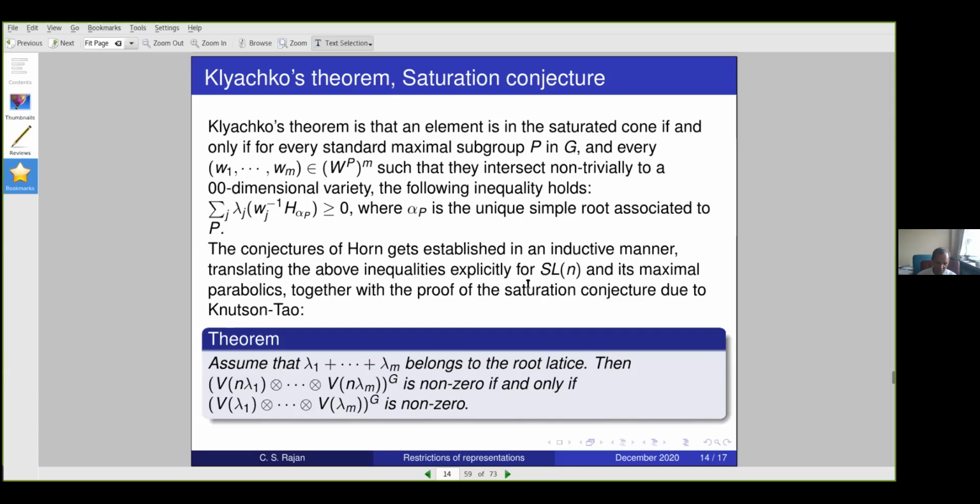The saturation conjecture of Knutson and Tao is that if you look at the sum of the highest weights, if they belong to the root lattice, that's a necessary condition, then the tensor invariant for some multiple n in G is non-zero if and only if you can drop the n and work with this: V(lambda_1) tensor ... tensor V(lambda_k) invariants in G is non-zero. Yeah, I don't think I'll get more into the proof of this.